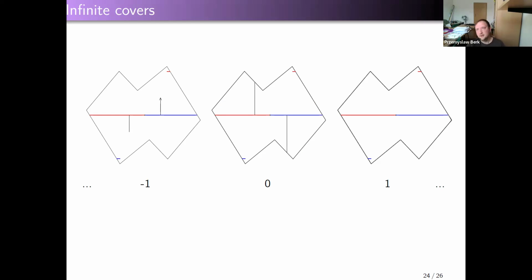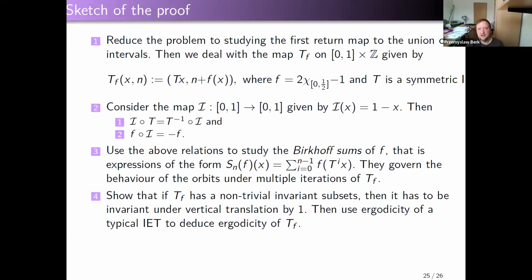So this is one of our results, and yes, I see that my time is up. I prepared some sketch of the proof, so I just leave it over here. If you want, you can read it, and I will use my last minute to tell you what the other problems are that I'm interested in.